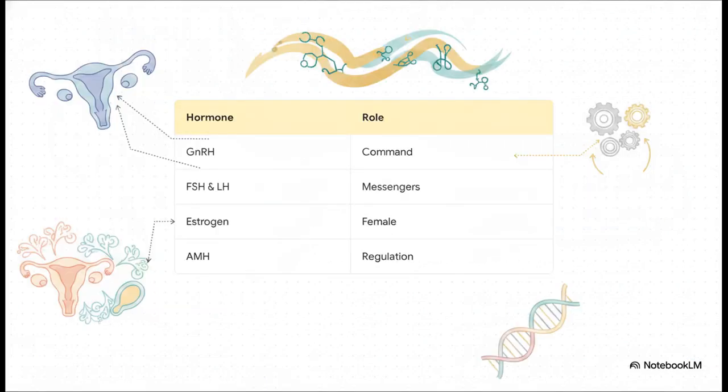Let's decode the specific chemical messengers involved here, the real alphabet soup that dictates fertility. Up at the hypothalamus, we have GnRH initiating the entire cascade.